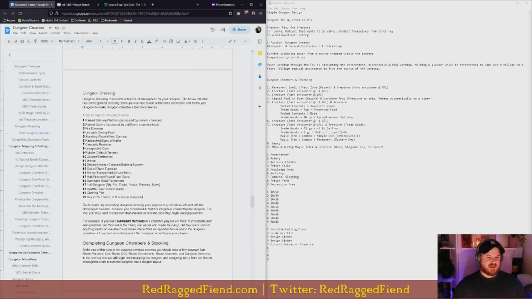7, campsite remains. Okay. Now, since we only have the one faction, I do think that this campsite remains ties in very well with this crude graffiti. So maybe somebody's gone in here before. Maybe it was a previous adventuring party that was hired by the same village. Could be. Maybe we'll find their bones somewhere. Maybe that's where they find these magic items. That'd be kind of cool.